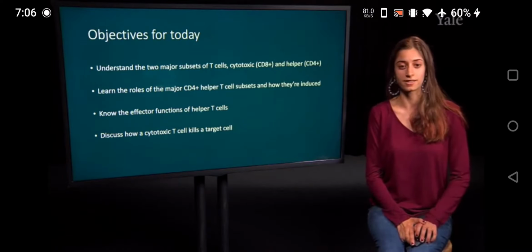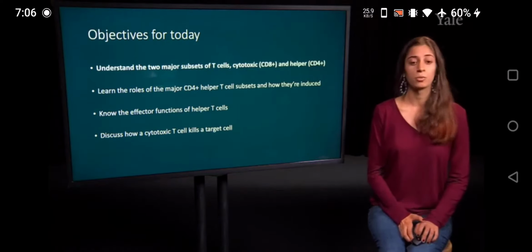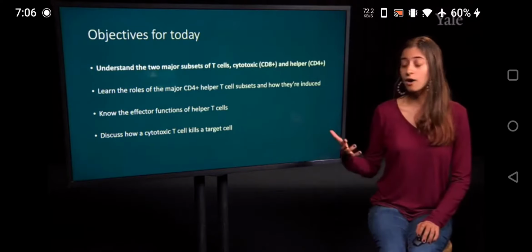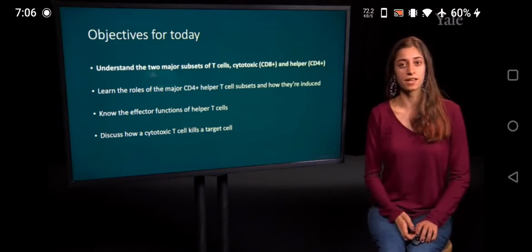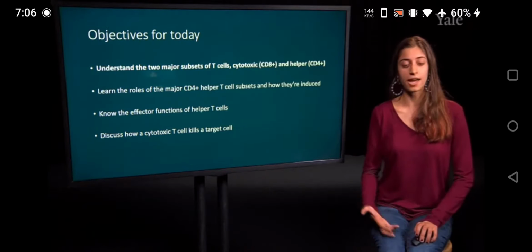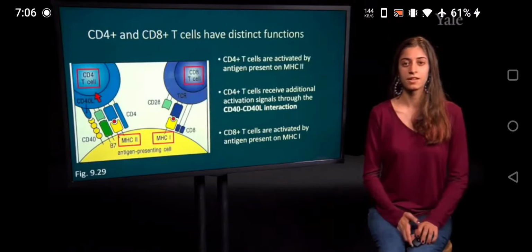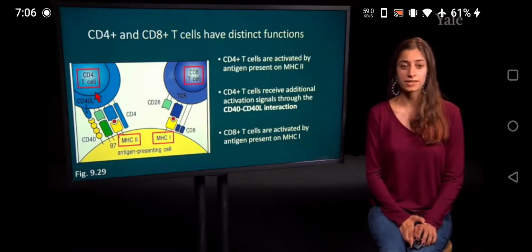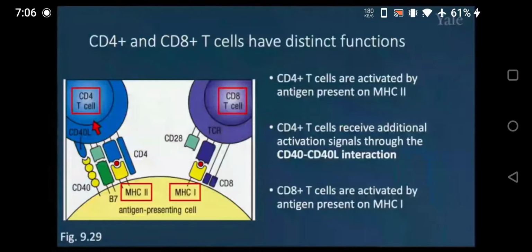We'll first start off with understanding how the two major subsets of T cells, CD4 positive and CD8 positive T cells, differ and how they're induced. You may remember from previous lectures that the CD4 and the CD8 T cells are decided during the development phase when T cells are still in the thymus. This is dependent on whether T cells see MHC class 1 or MHC class 2 when they're in the thymus.